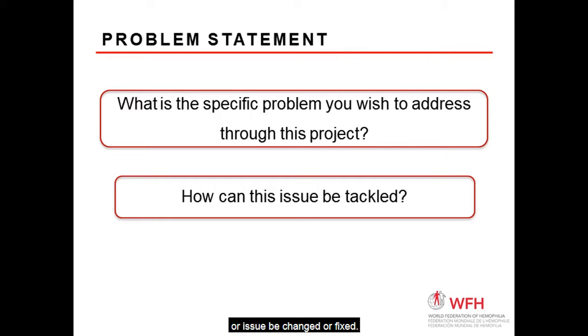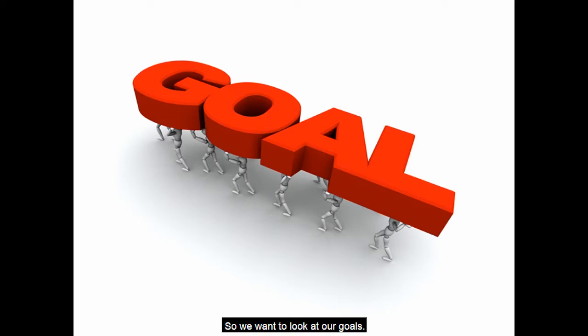So when you create your problem statement, be very specific and think, how can this problem or issue be changed or fixed? In fact, I'll use VWD, von Willebrand's disease, as an example. The problem in my country is that VWD is not being diagnosed. Then that's the problem statement. But think, how can I or my NMO begin to make a change in this problem? So we want to look at our goals. Your goal must be achievable.